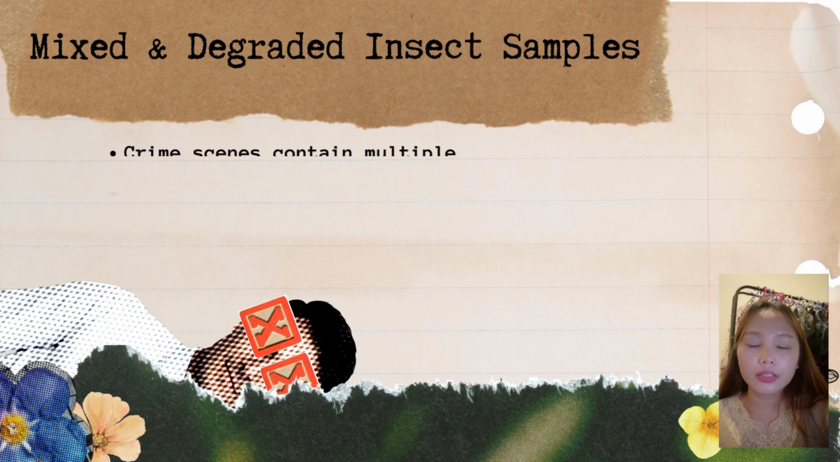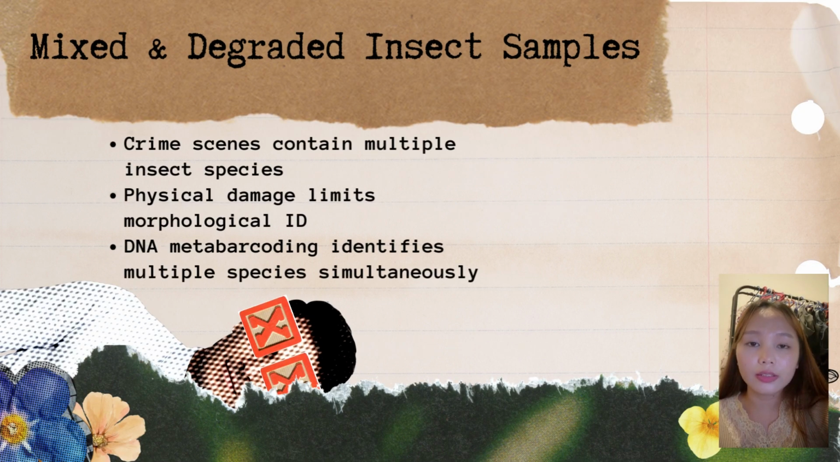Now I will explain these advantages in more detail, starting with how DNA metabarcoding helps analyze mixed and degraded insect samples. At real crime scenes, insect evidence is rarely clean or intact, and investigators often collect mixed samples containing multiple insect species, along with damaged larvae or fragments.